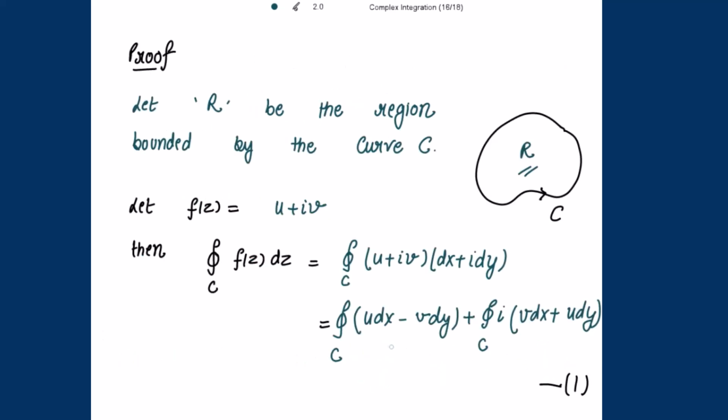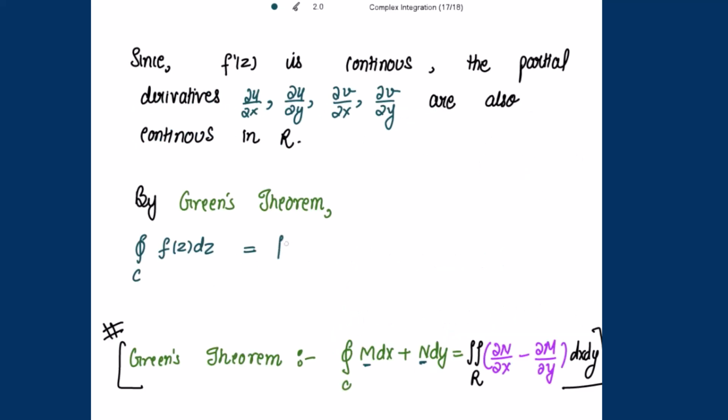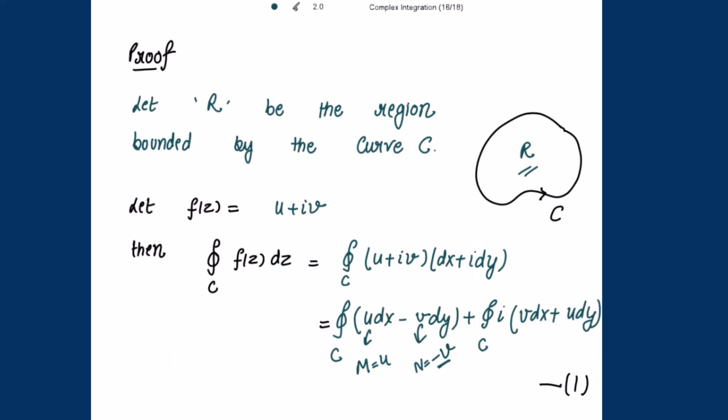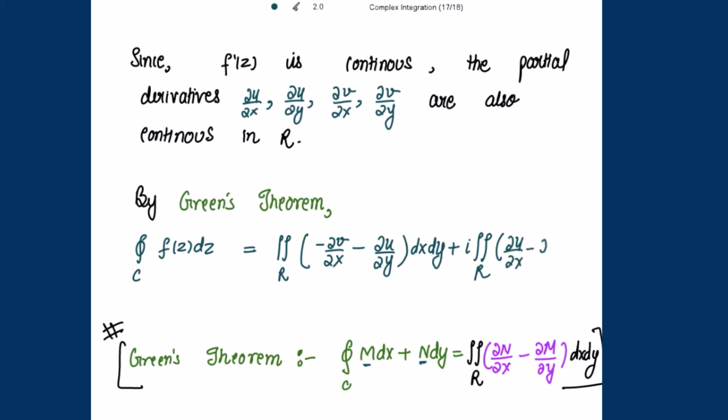So now here in the first integral, I have the value of M as u and the value of N as minus v, right? Applying Green's theorem, we get this equal to the double integral over the region R of (minus ∂v/∂x minus ∂u/∂y) dx dy plus iota times the double integral over R. Same, applying Green's theorem here also, M is v and N is u. So first ∂N/∂x, so ∂u/∂x minus ∂v/∂y. So this is (∂u/∂x minus ∂v/∂y) dx dy, right?